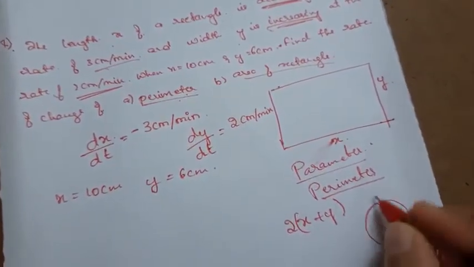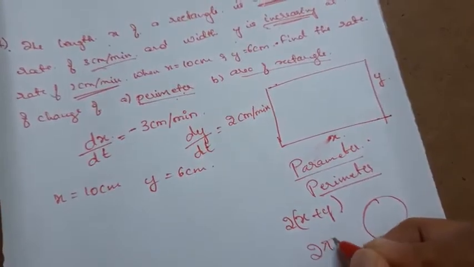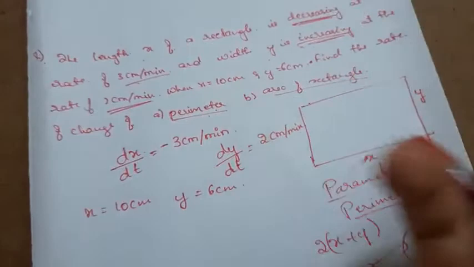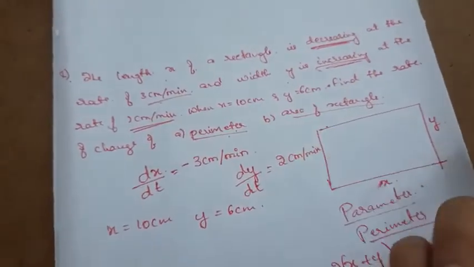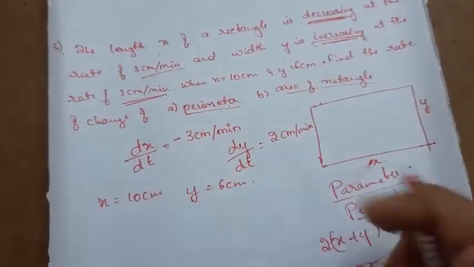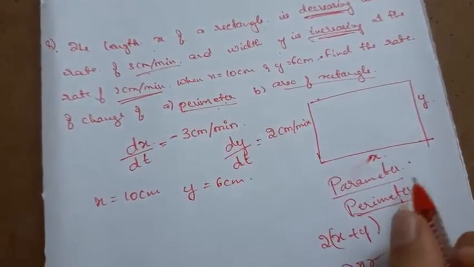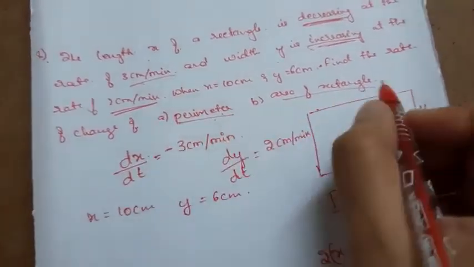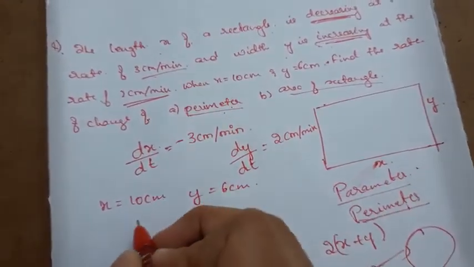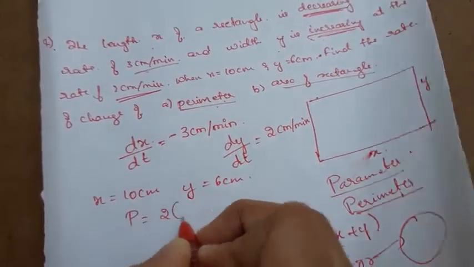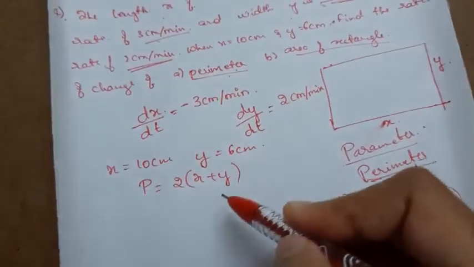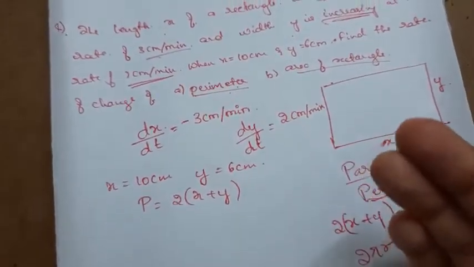Suppose I am talking about the circle, what is the perimeter of the circle? It is 2 pi r. That is the outer surface length of any given shape; that shape's outer length is nothing but the perimeter. So here they are asking the rate of change of perimeter. So we need to find the rate of change of perimeter. Clearly perimeter is 2 times x plus y here, because it is a rectangle.